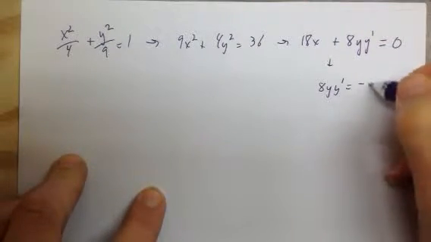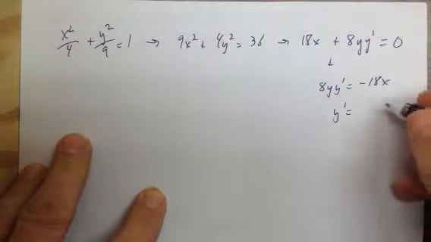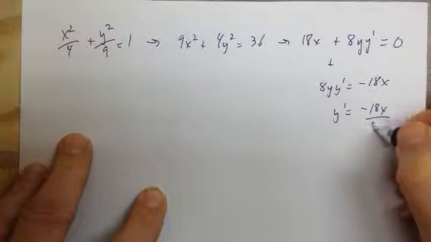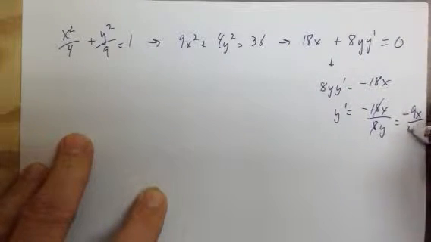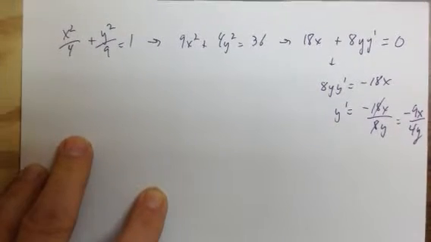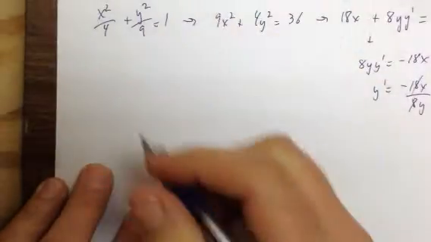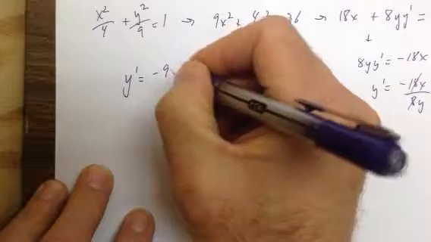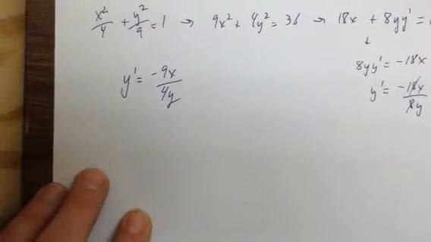8y prime is equal to negative 18x, so y prime is equal to, what have we got there? Negative 18x over 8y. Just be nice and careful here. Ding ding, negative 9x over 4y. Pause the video if that went too quick. Maybe you did that slightly differently, but you should have ended up with y prime equal to negative 9x over 4y.